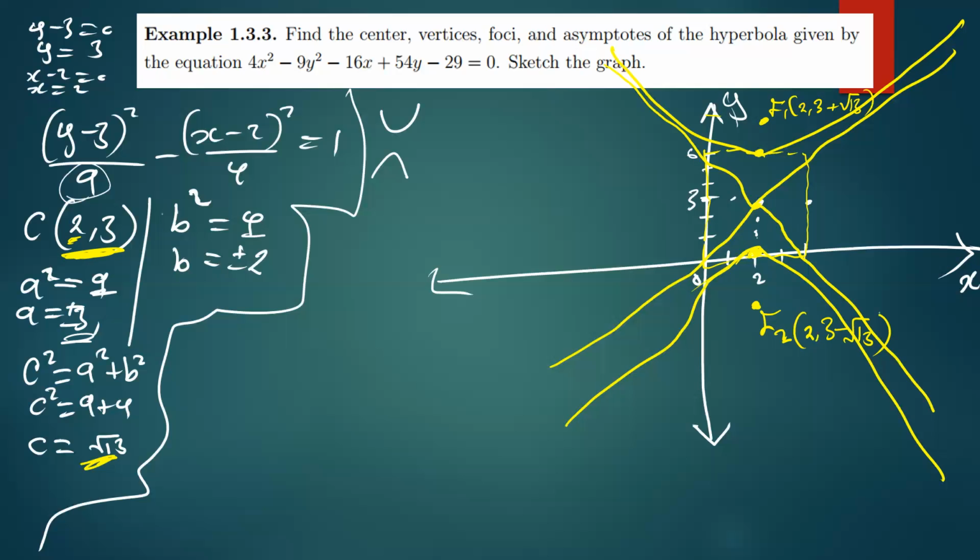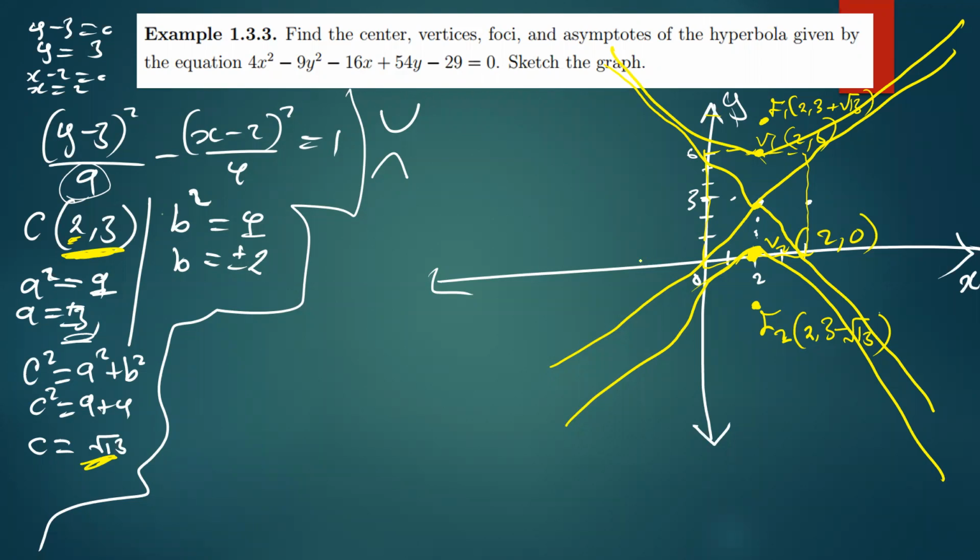Then the vertices, we have V2 there and V1 there. So V1 and V2 are simple. You just get the normal coordinates. You have (2, 6) there. Then you have (2, 0). So here you have (2, 0). And then what else is remaining? I think everything is done.